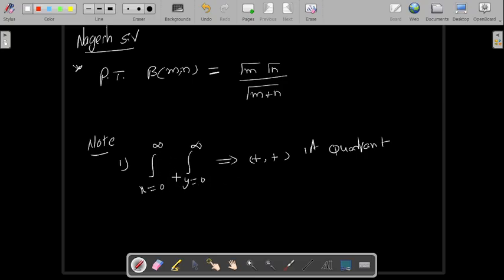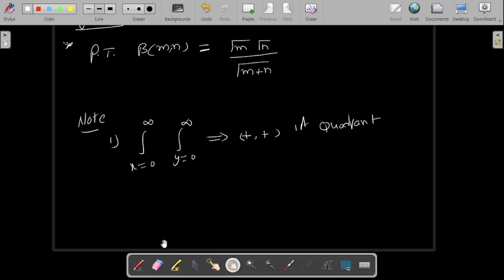0 to infinity, 0 to infinity means plus comma plus. This is in the first quadrant. So now, in the first quadrant, what is the theta value? 0 to pi by 2. That means theta limits are 0 to pi by 2 in the first quadrant.